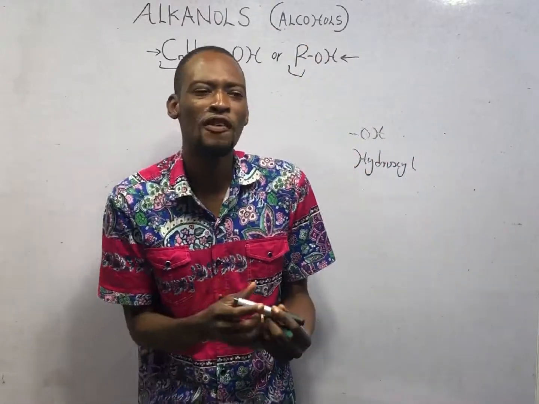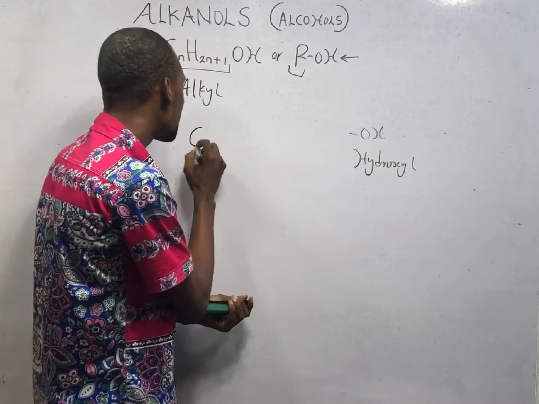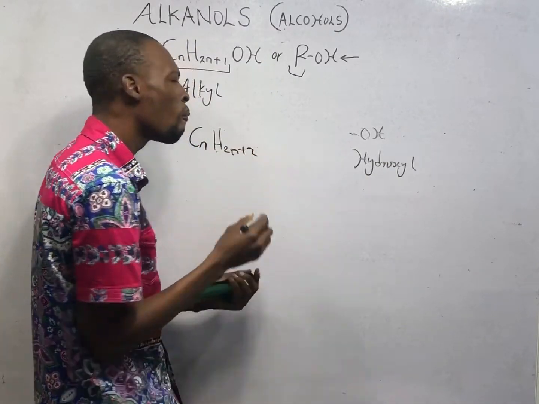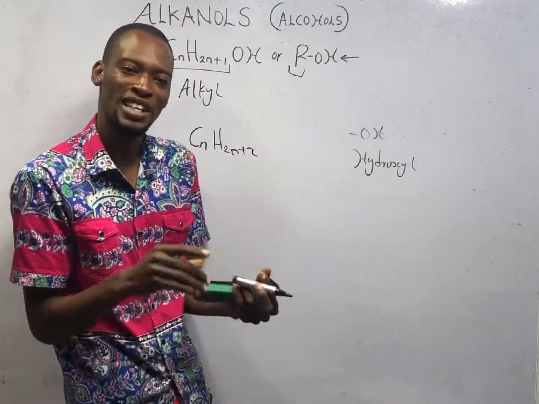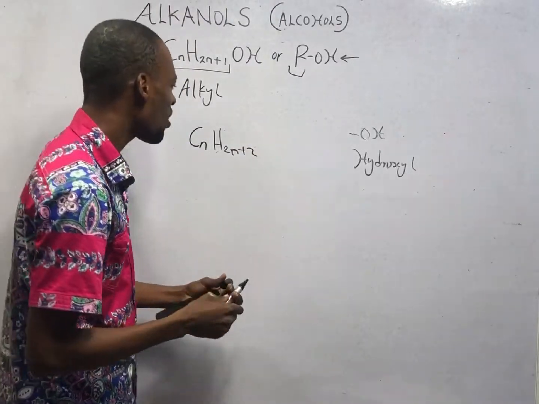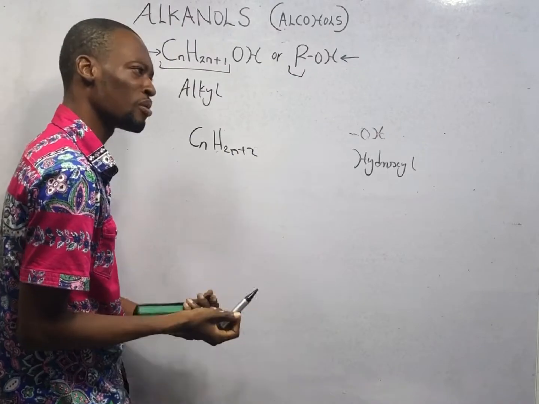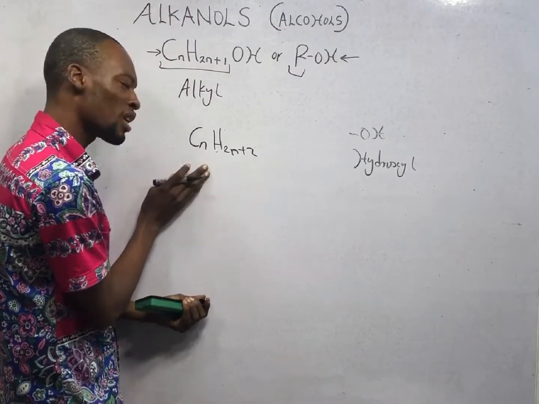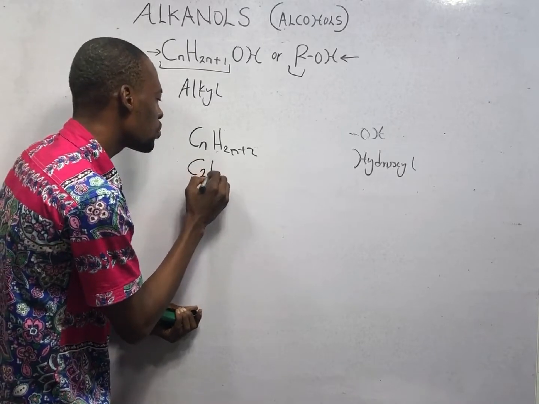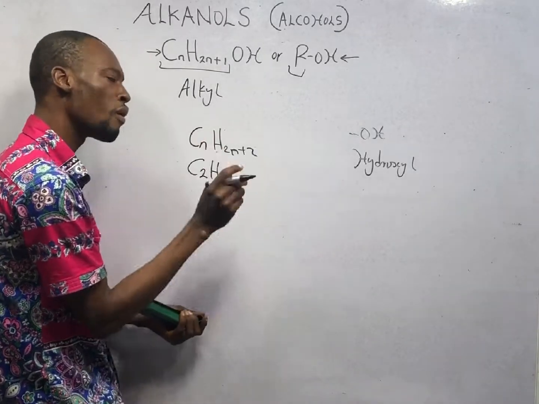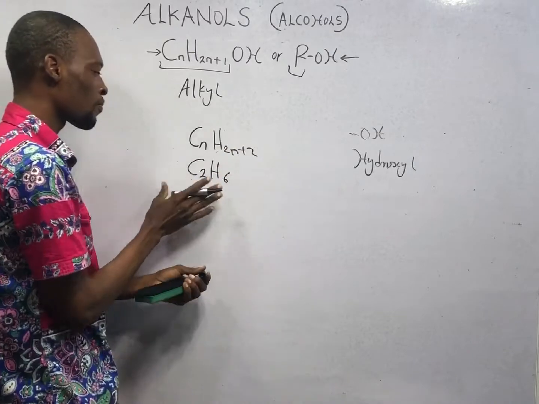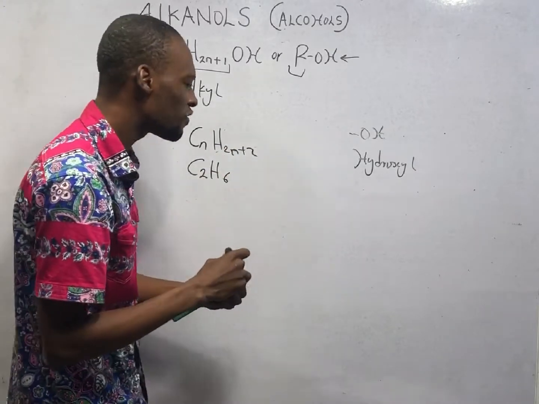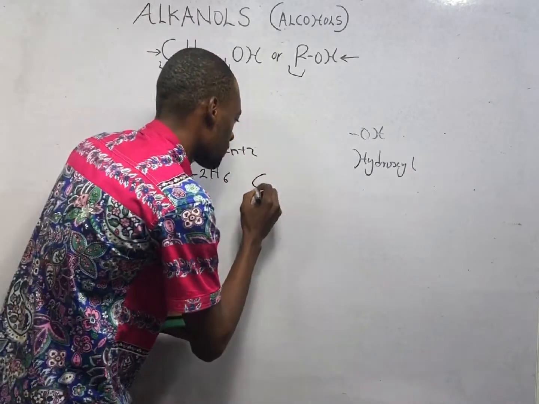The general formula for alkanes is simply CnH2n+2. More of that in my hydrocarbon videos. Now, CnH2n+2: if n is 2, which means we have 2 carbons, we simply have C2H, 2 times 2, 4, plus 2, 6, H6. This is an alkane. An alkane having 2 carbons is referred to as ethane.